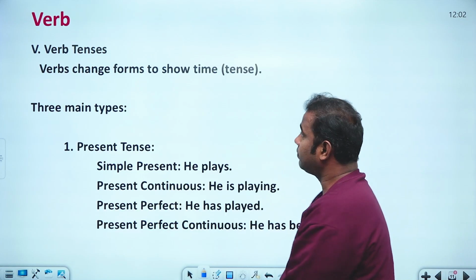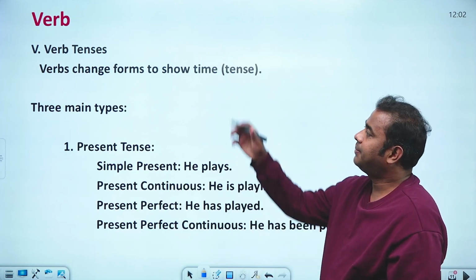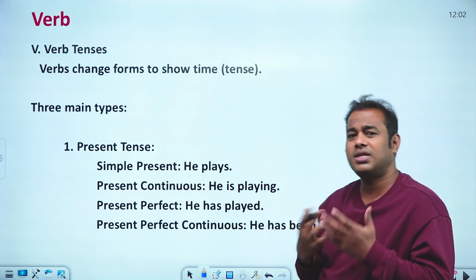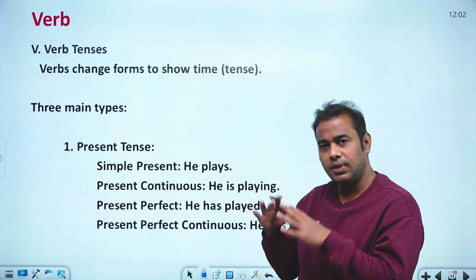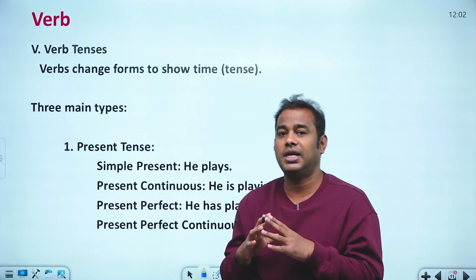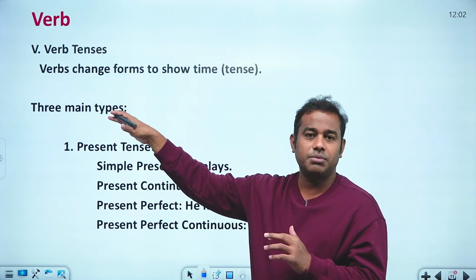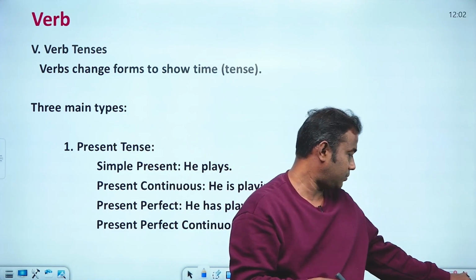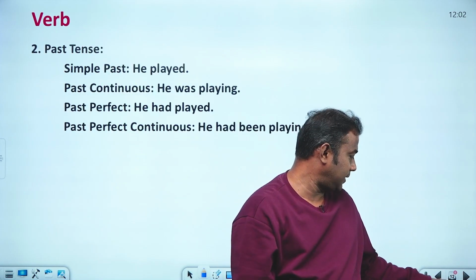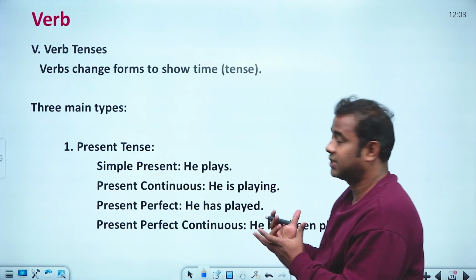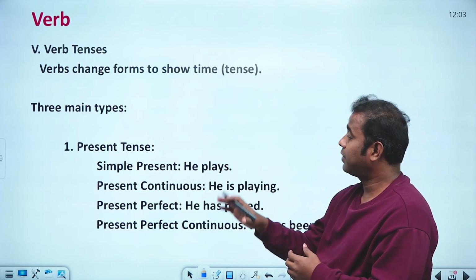Sometimes these verbs also change based upon tenses. They are based upon tense forms. We'll discuss the tense in much more detail, but in this verb topic, we are going to look at only the verb changes here. Okay, so we know that there are three types of tenses: the present tense, past tense, and future tense. Look at a simple example here, with the verb play.